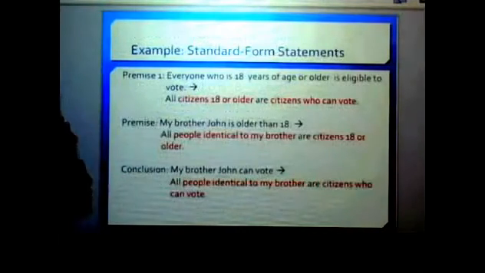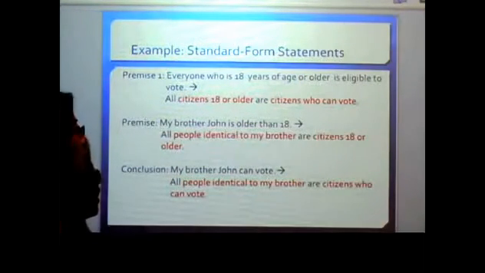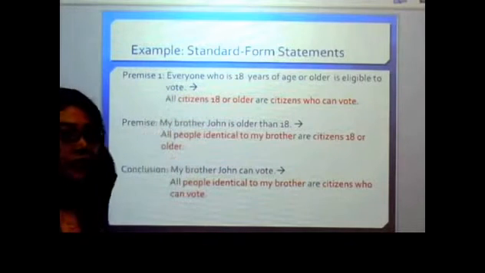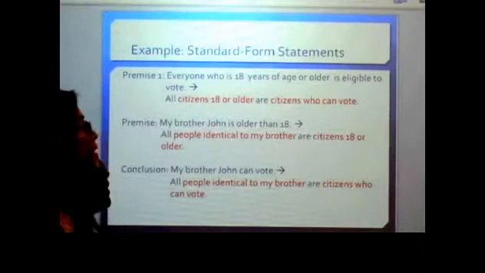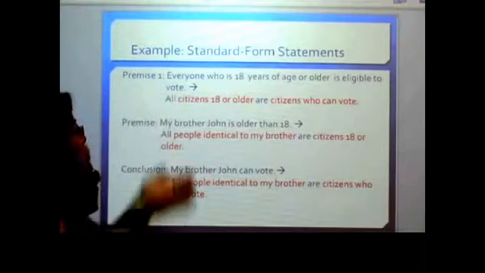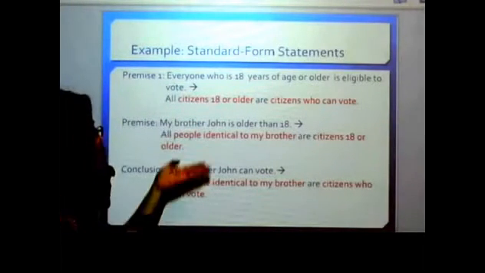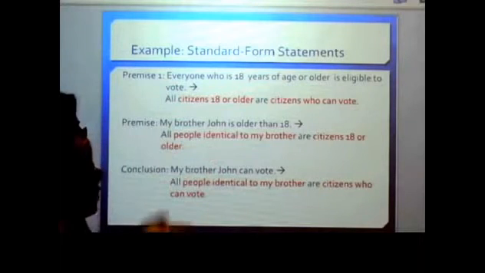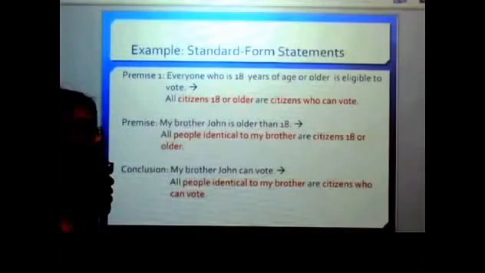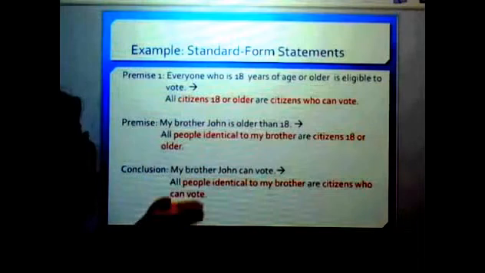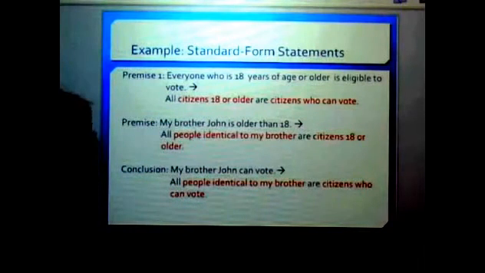And then what we went ahead and did was translate each of these statements into a standard form categorical statement. So the first premise became all citizens 18 or older are citizens who can vote, and the second premise became all people identical to my brother are citizens 18 or older, and the conclusion became all people identical to my brother are citizens who can vote.